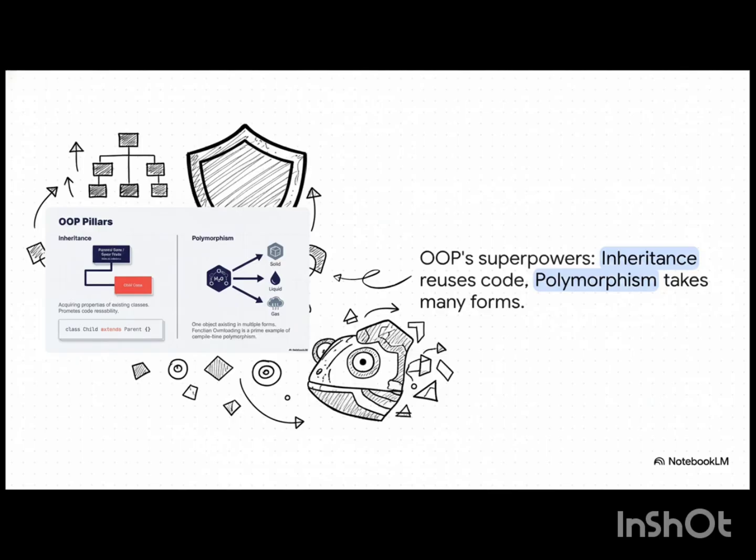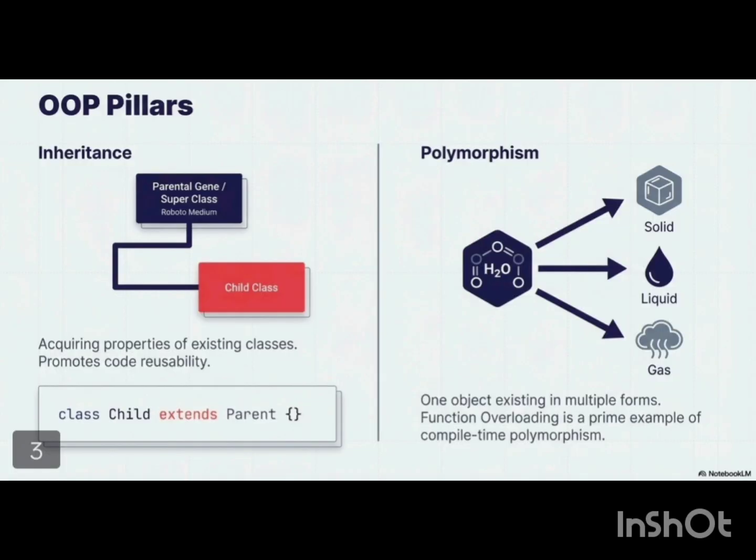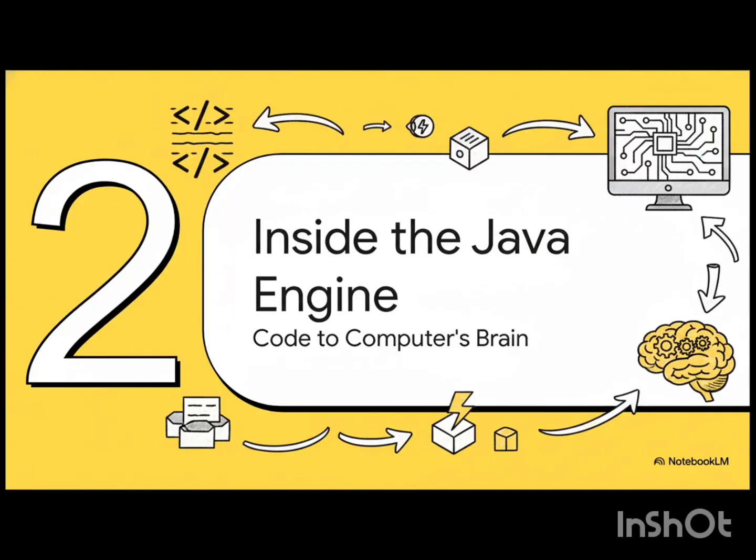And OOP has these two awesome superpowers. First, there's inheritance. It's basically like traits being passed down in a family. A child class can inherit all the features from a parent class, so you don't have to write the same code over and over. Then you've got this big word, polymorphism. All it really means is that one thing can exist in many different forms. Think about H2O. It can be solid ice, liquid water, or gas steam. Same substance, different forms. That's polymorphism in a nutshell.